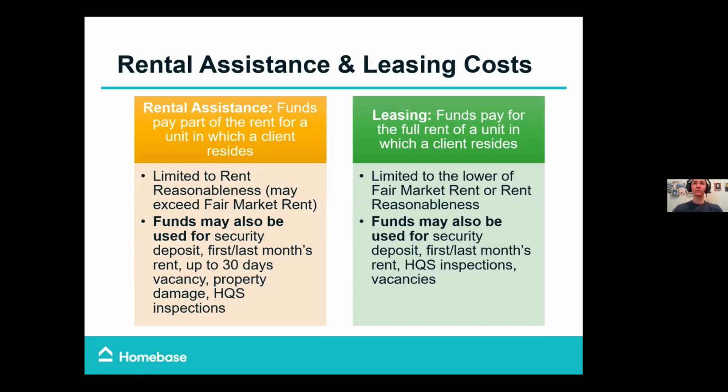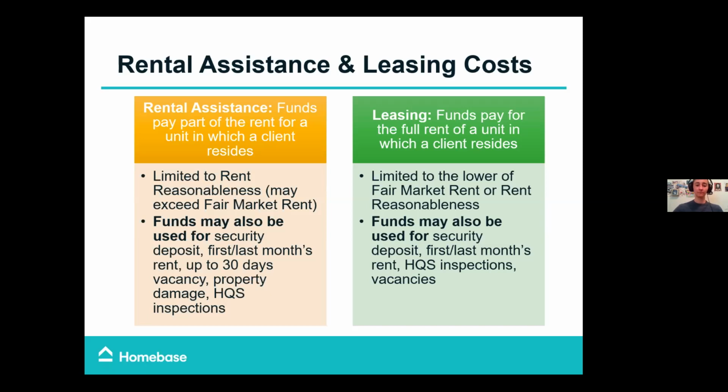And rental assistance may be used for things like first and last month's rent, security deposits up to 2 months of rent, HQS inspections, vacancies for up to 30 days from the end of the month in which a unit is vacated, and for any property damage caused by a participant, which is a one-time cost per participant up to the cost of 1 month's rent.